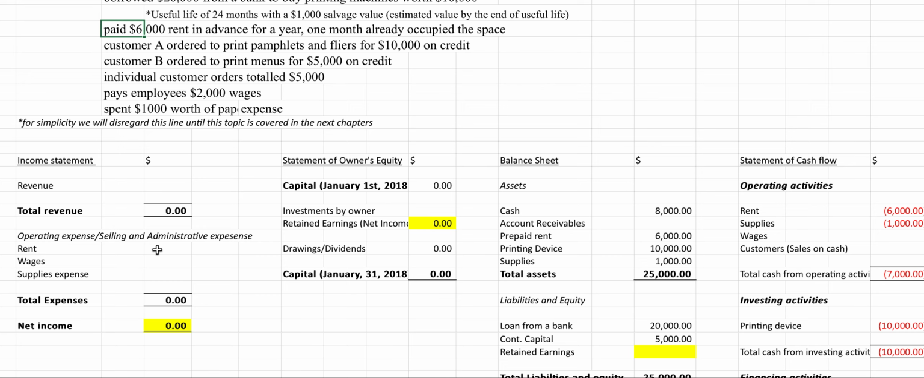So it means that at the end of the month, as of January 31, we have used 1 month of rent, which is equal to 500. So there's an increase of $500 of expense by the end of January 31, right? So $500 will be an expense.